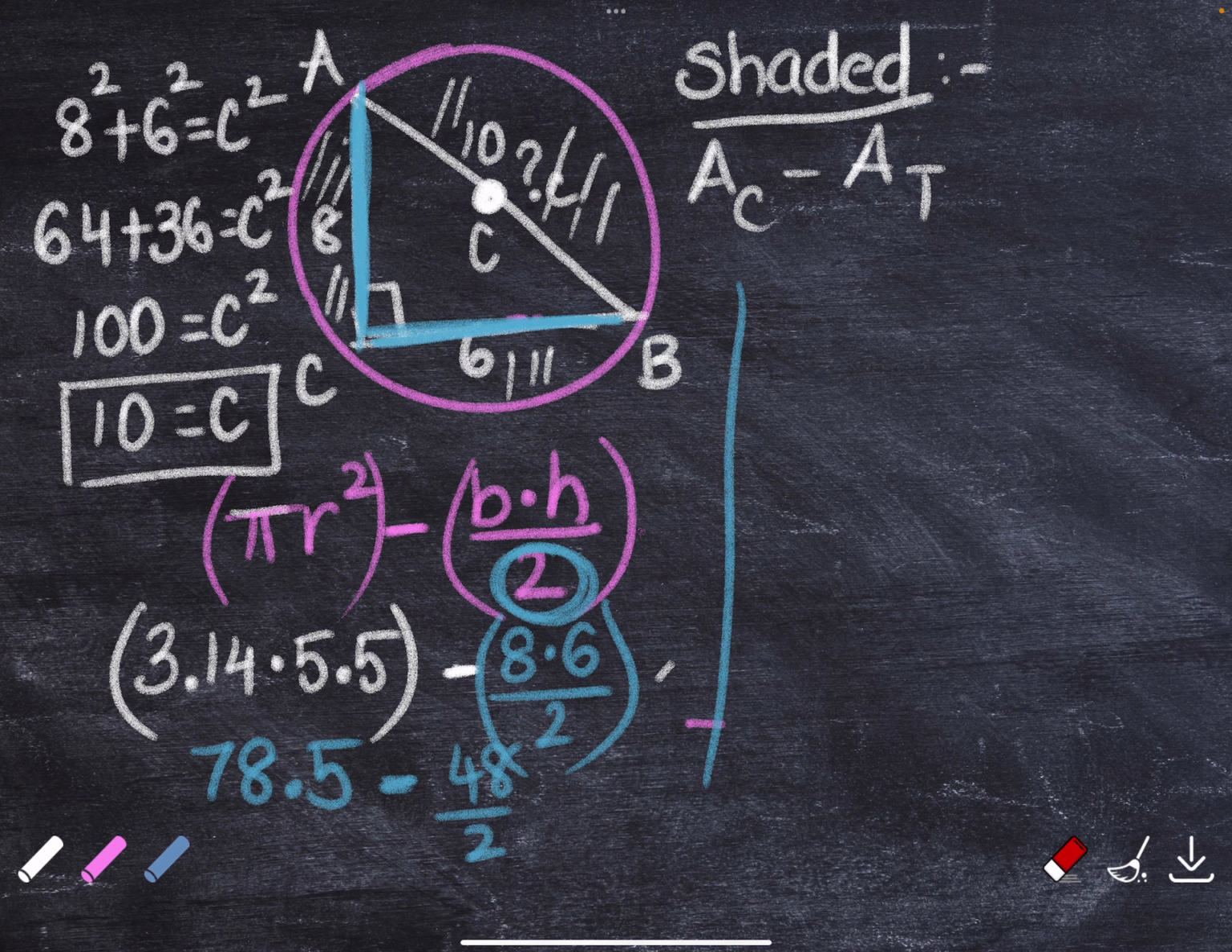From here it is just basic calculation. It will be 78.5 minus 24, which now gives me 54.5 units squared.